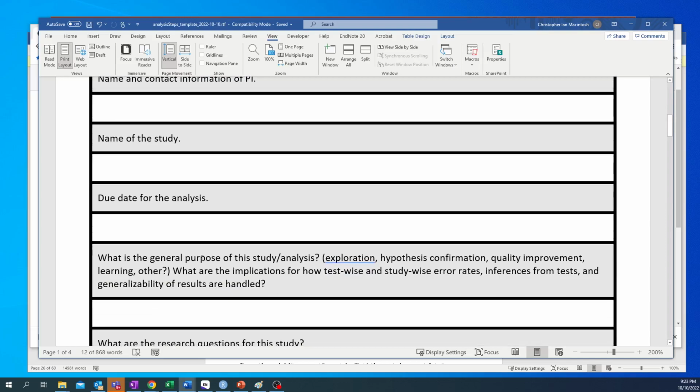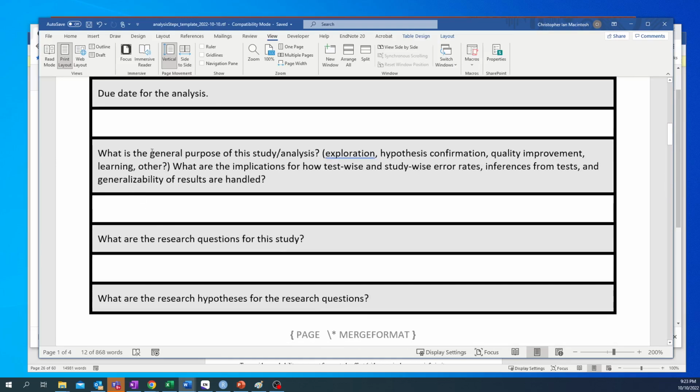We may look at when the study was conducted. We could look at what is the general purpose of the study or analysis. Is this exploratory? Are we confirming a hypothesis? Are we doing this for quality improvement purposes? Or are we just learning? And in this class, the answer for all of our sections as we learn statistical tests is going to be we're doing these for learning.